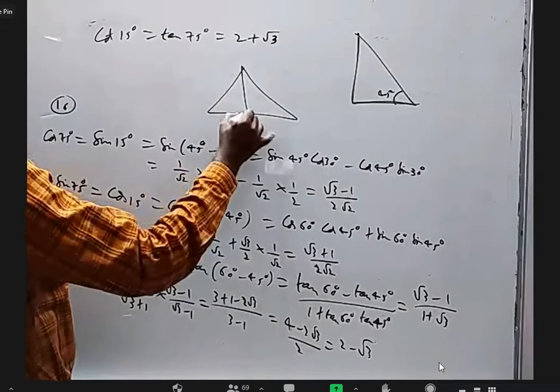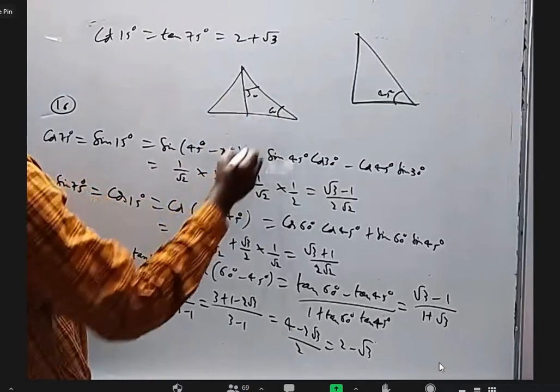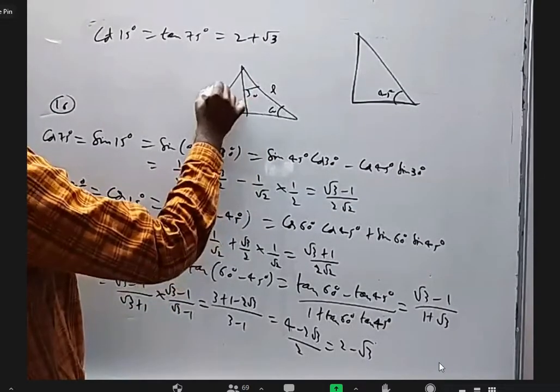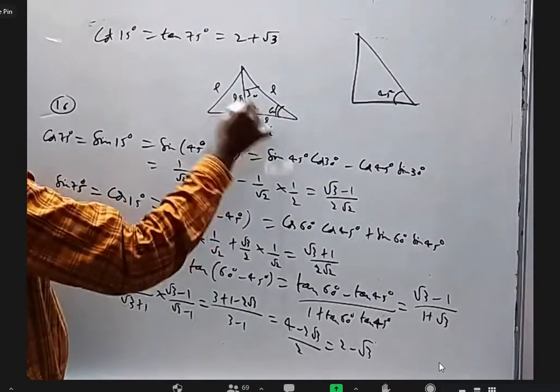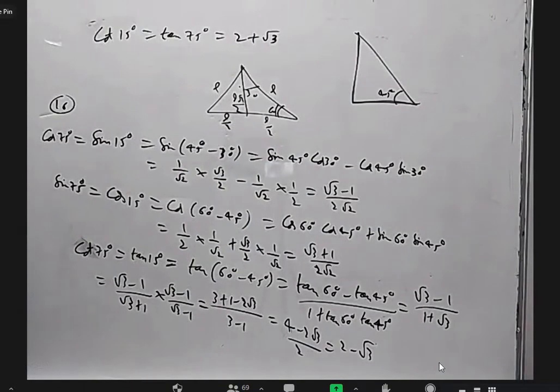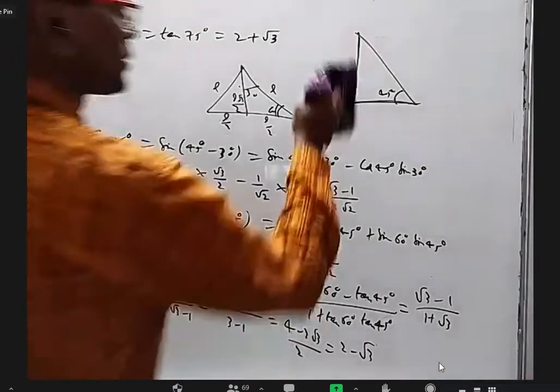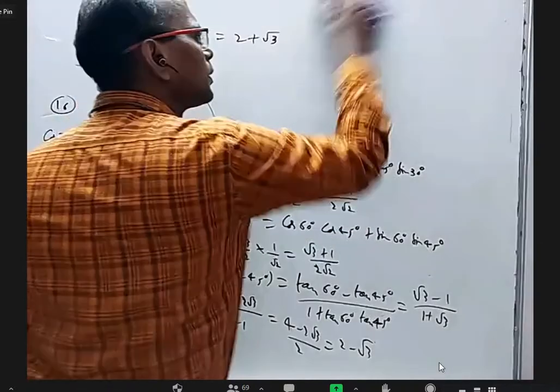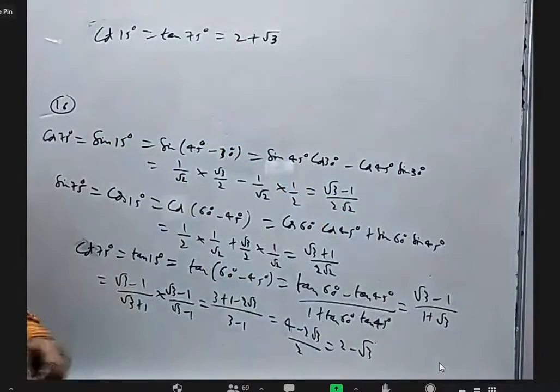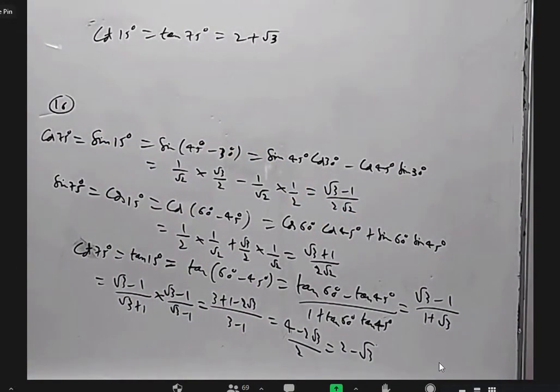You take an equilateral triangle. This is 60, this is 30. And if this is L, then this is L by 2, this is L by 2, and this is L root 3 by 2. You take this by this. So sin 30, cos 30, sin 60 and all, they are exact values. One is based on the equilateral triangle, one is based on the right angle isosceles triangle, and 0 degrees is based on the original definition.